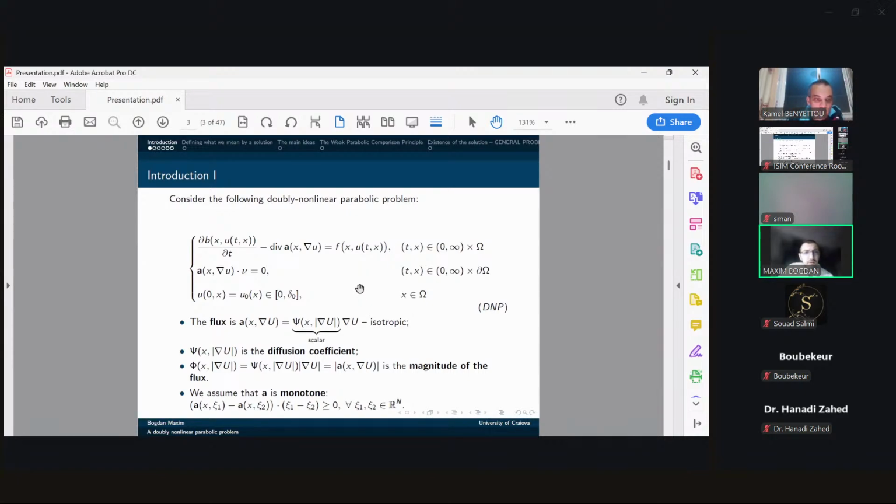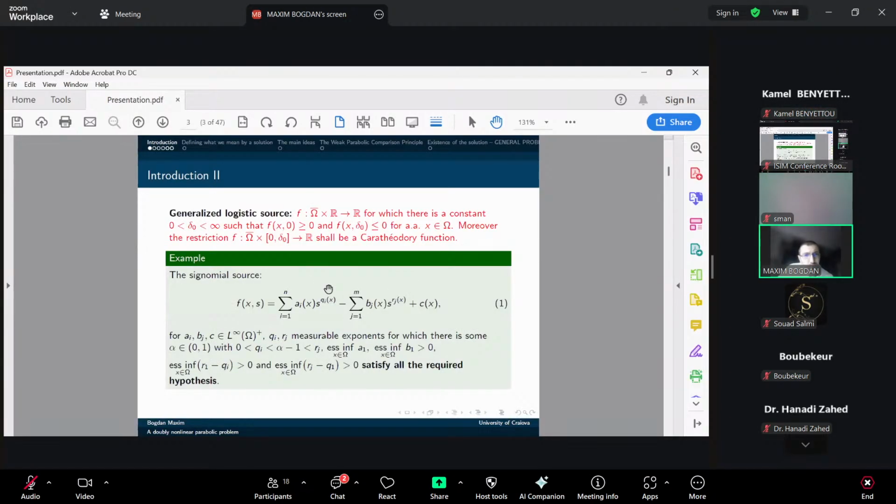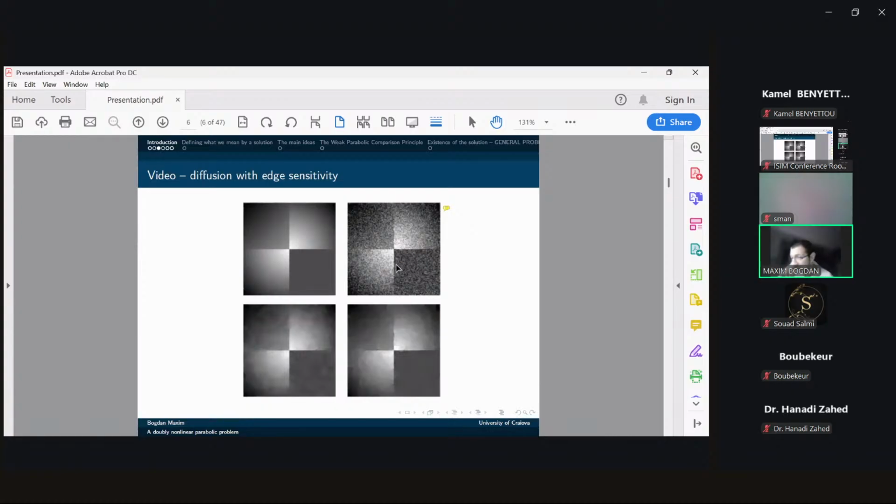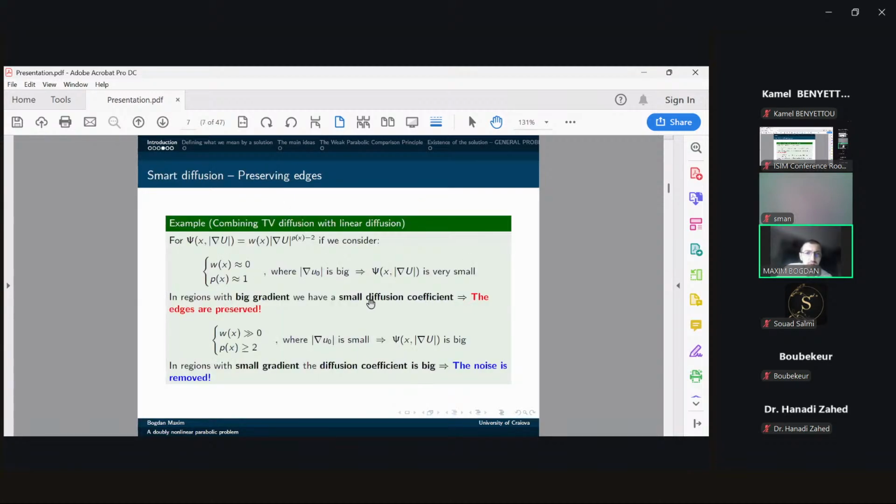I work with variable exponents, so my intention is to denoise an image. The second one is the image with noise, and using this kind of technique with variable exponents, I can remove the noise while maintaining the edges of the image. So the variable exponents will help me to do this. It's kind of a Laplacian, but a p-Laplacian with a variable exponent.